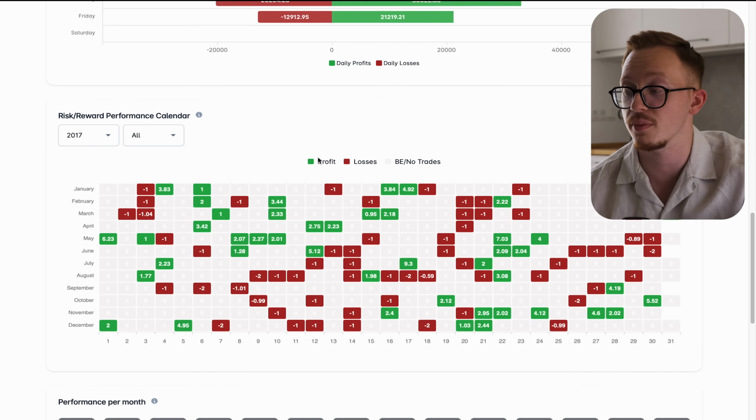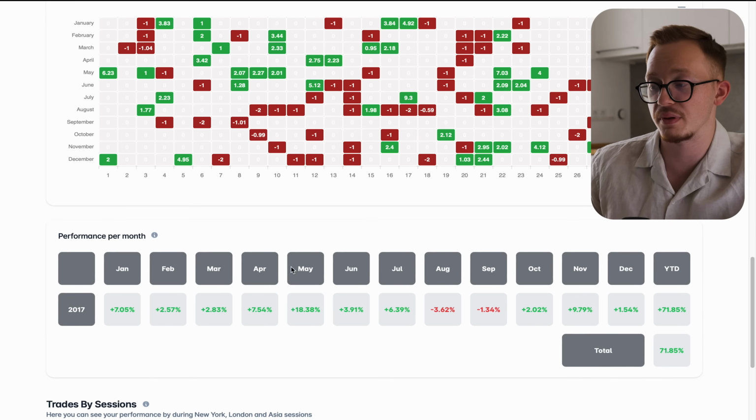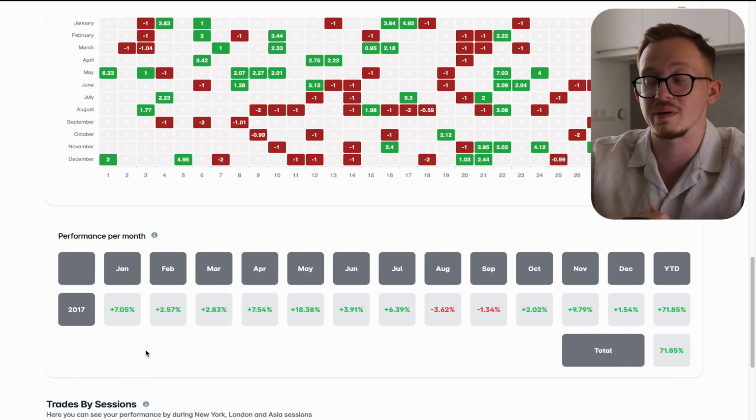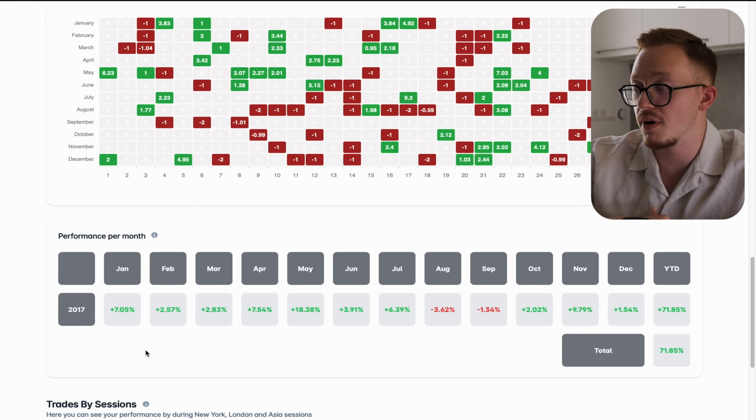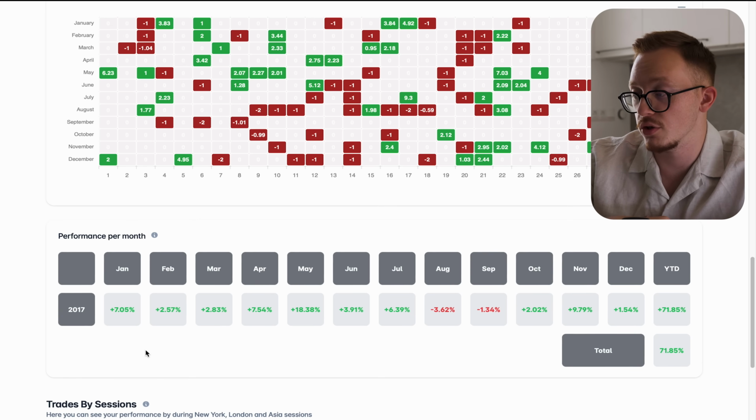And this is lastly the performance calendar for the whole year for the strategy. Also my performance per month, as you can see, we started off January with 7%, then February we had a 2.5% month, in March we had a 2.8% month, in April we had a 7.5% month, in May we had a very incredible month, an 18% increase, then in June we had a roughly 4% month, in July a 6.3%, then August and September were red for us.